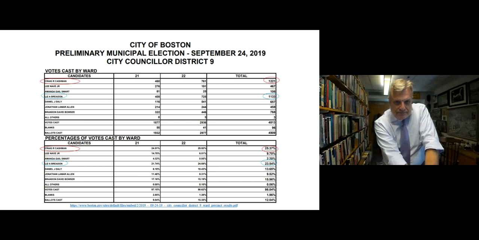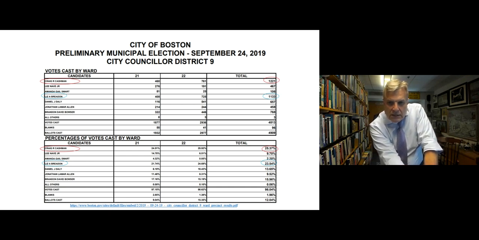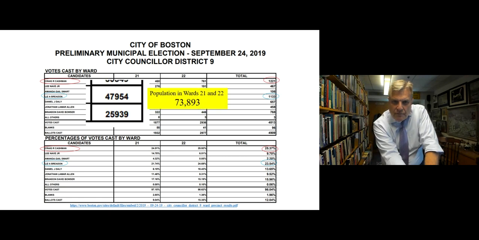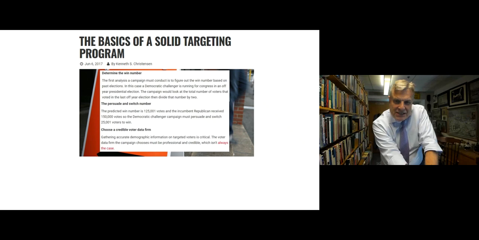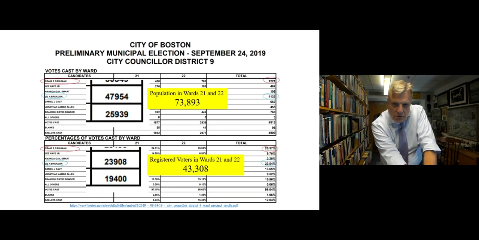In the primary election, we had a lot of candidates. Remember, single-member district plurality rule. And the top two vote-getters were Cashman and Breeden. And so Cashman got 1,221 votes, and Breeden moved ahead with 1,133 votes. So in that entire district, what she really needed was about 1,200 votes, and she was definitely going to be through. The entire population of wards 21 and 22, which create the district, is 73,893, and registered voters is 43,000. So she managed to get that total, right, 1,333 votes among 43,000 registered voters. How do you do that?